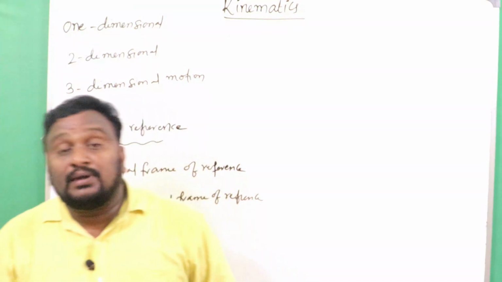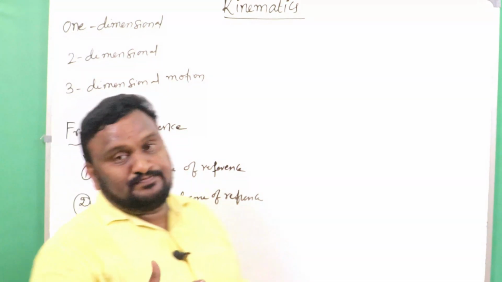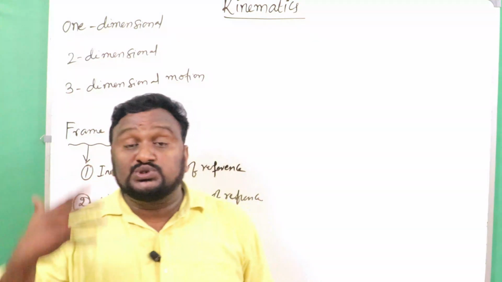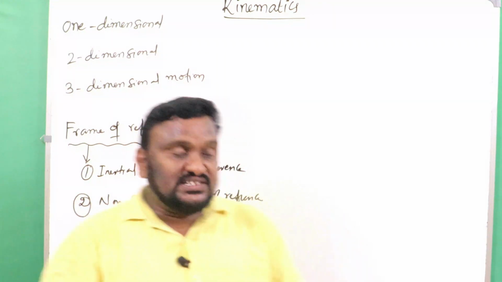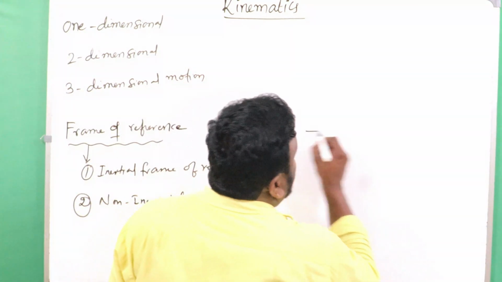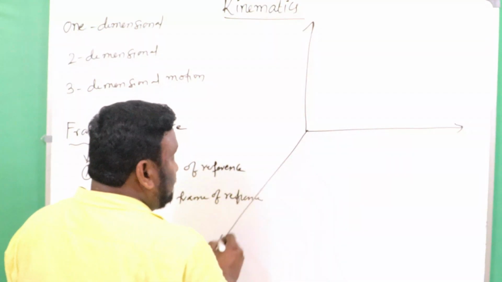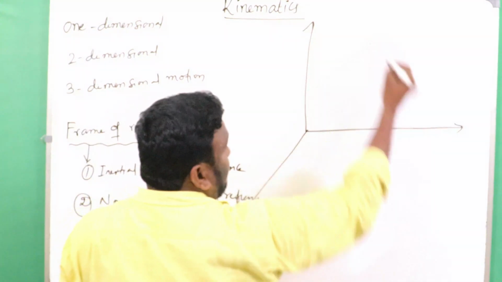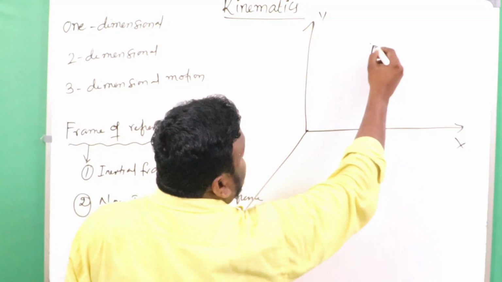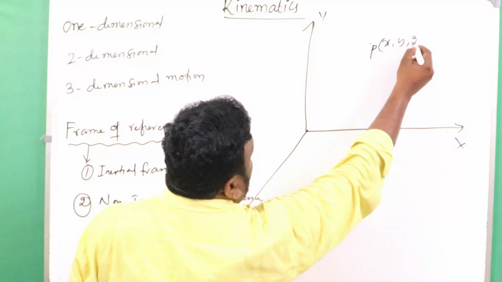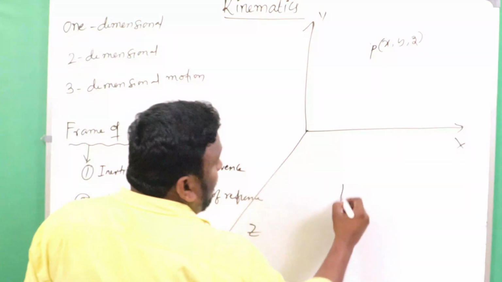And the next thing is what is meant by frame of reference. The coordinate system which is used to explain the motion of the body is called a frame of reference. For example, the simple frame of reference is XYZ. This is the X axis, this is the Y axis, and this is the Z axis. In that space we take some point P, shown as P of X comma Y comma Z. Now this X, Y, Z is called the frame of reference.